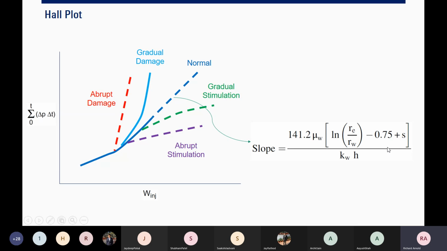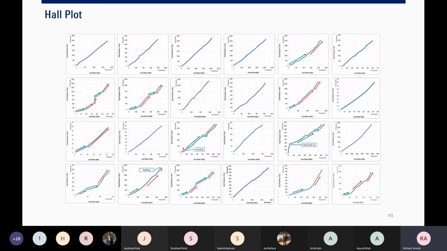Okay, but if you stimulate your injector, S will decrease, and of course the slope of the hull plot will decrease as well. You need to construct a hull plot for all your injectors, like this one. For each injector you create the hull plot and you see which wells need stimulation, which well can run normally.